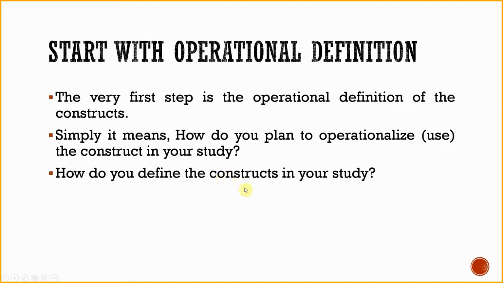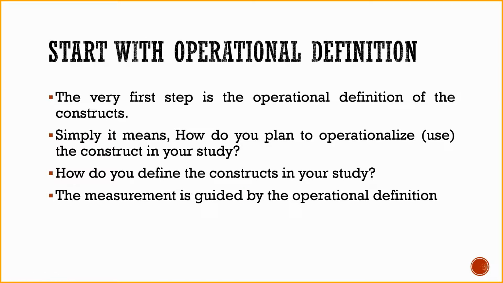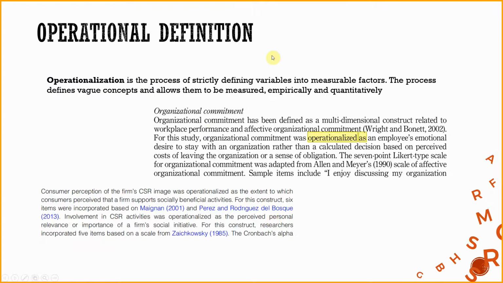So how do you define the constructs in your study? This is particularly important. Obviously, this is what we call operationalization. Now, your measurement is guided by your operational definition, as I gave an example of corporate social responsibility. Now, here are a few examples of how you operationalize or how you operationally define different constructs in your study and where they are defined.